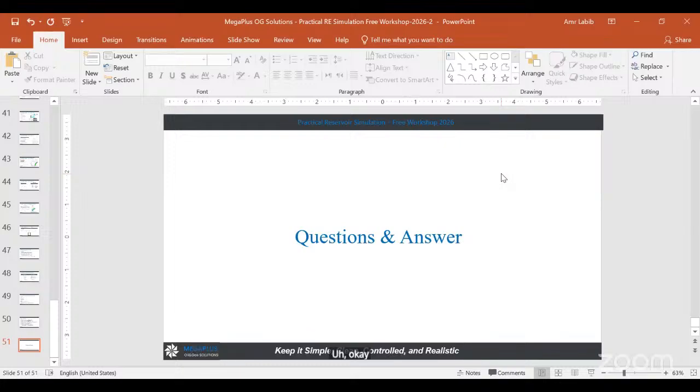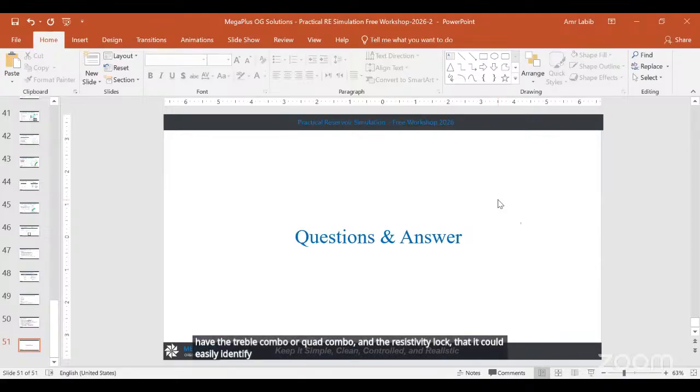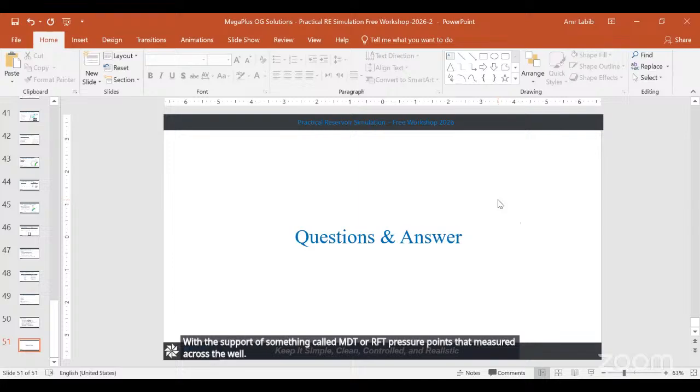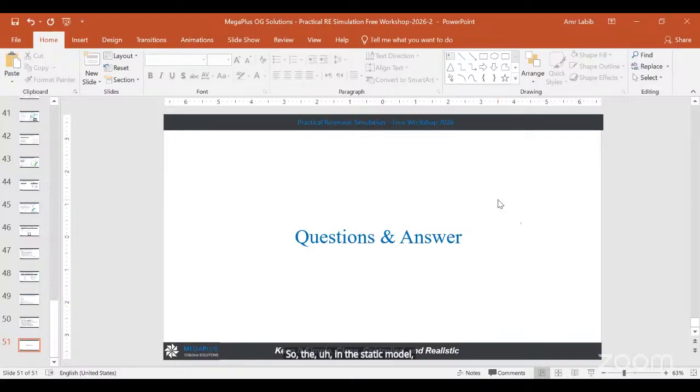The GNG get their contacts from the petrophysicist, who has the triple combo or quad combo and resistivity log that can easily identify the free water level, which we consider the contact. There's no contact but free water level, okay? With the support of MDT or RFT pressure points measured across the well with depth. So in the static model, we can have a clear contact.